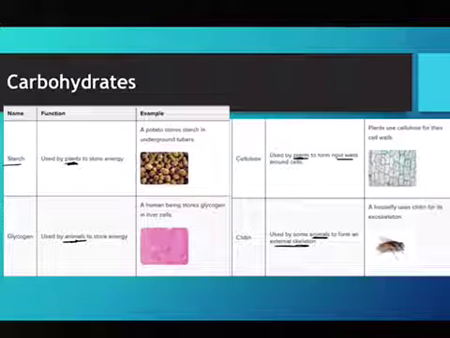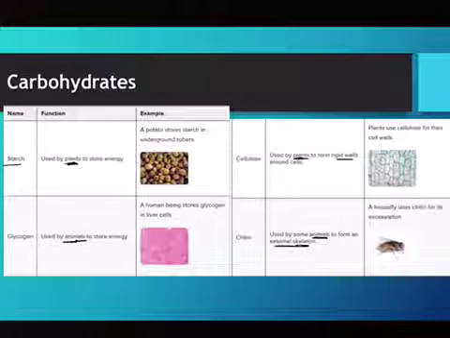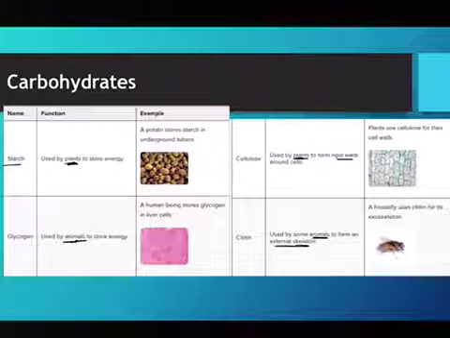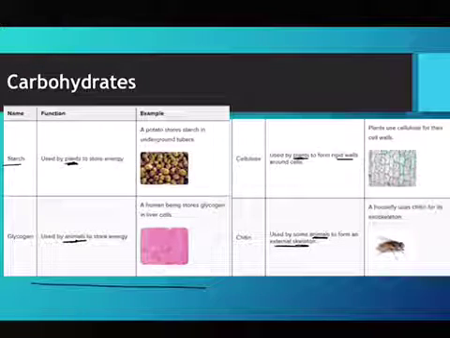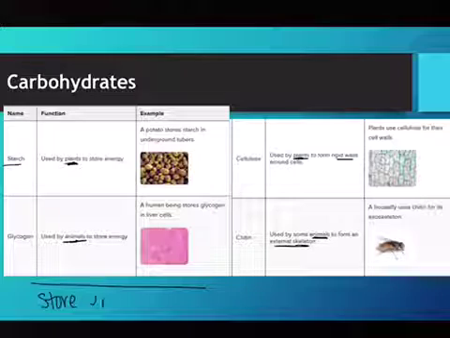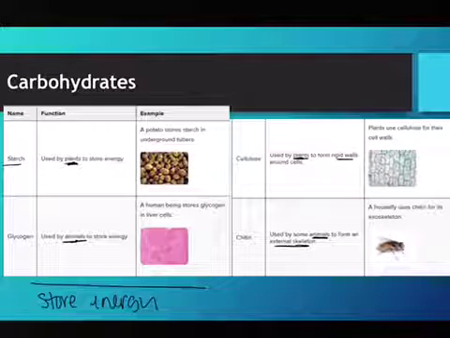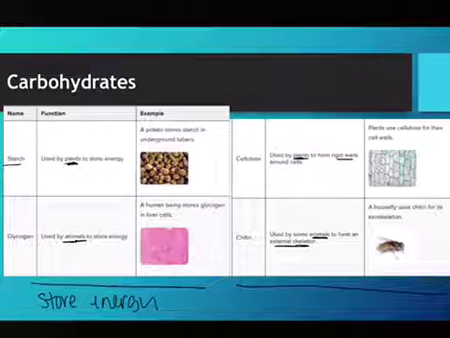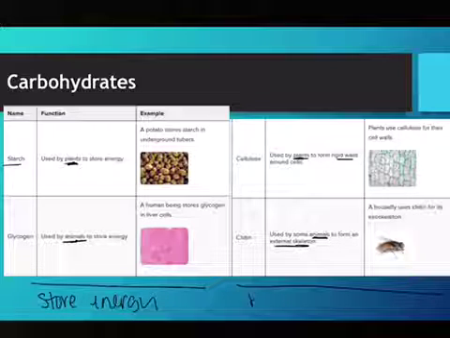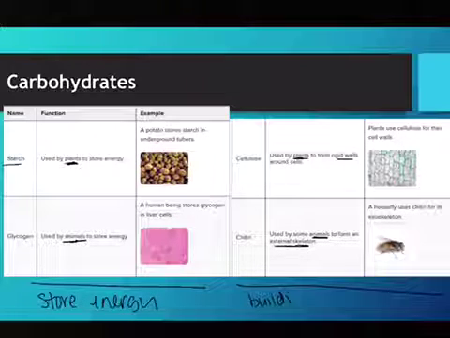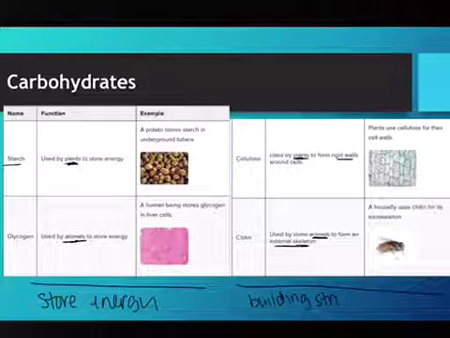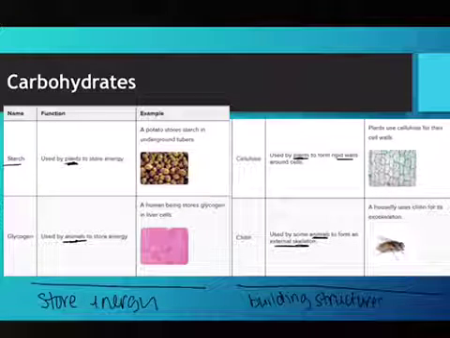And so this is a good example of how carbohydrates are used to store energy. So this side is all about storing energy. And this right-hand side is where it talks about building structures in organisms.